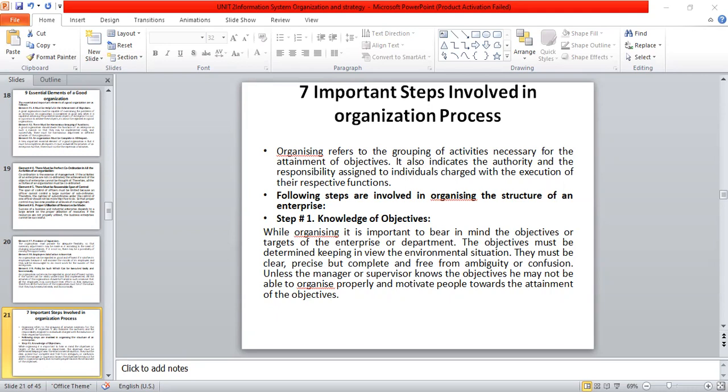Before the information system, everything was manual, so it had more cost and required more time. But nowadays we use the information system, so it will reduce the cost as well as the time, as well as the manpower.